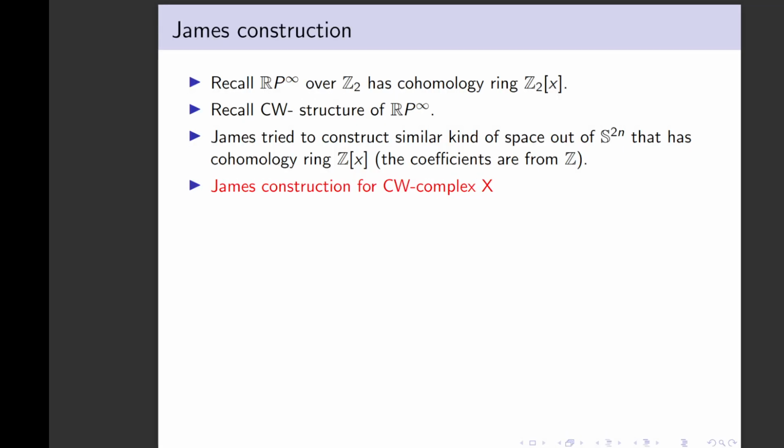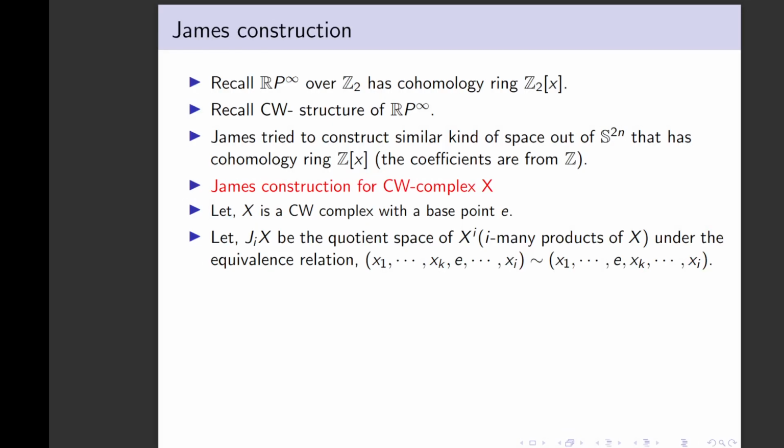So James did this: given a CW complex X, he constructed a space JX. Here I have written CW complex for some reason, but it can be done for any topological space. Here you have to fix a point e, and J_i(X) is the quotient space of X^i, where X^i is the i-fold product of X. The quotient is taken under an equivalence relation where whenever e appears, we neglect it. The reason for this equivalence is that it gives us a kind of product structure.